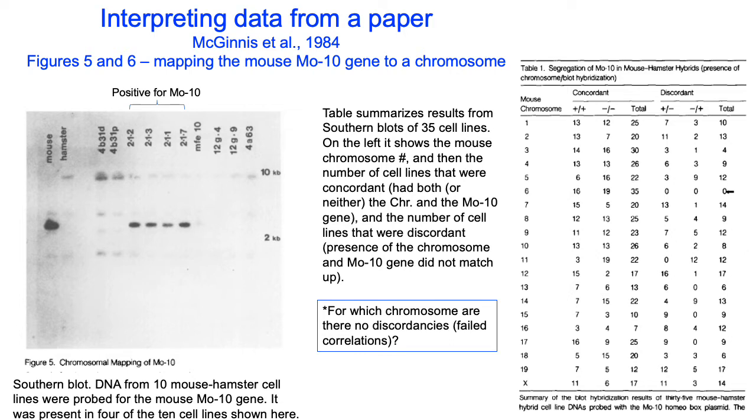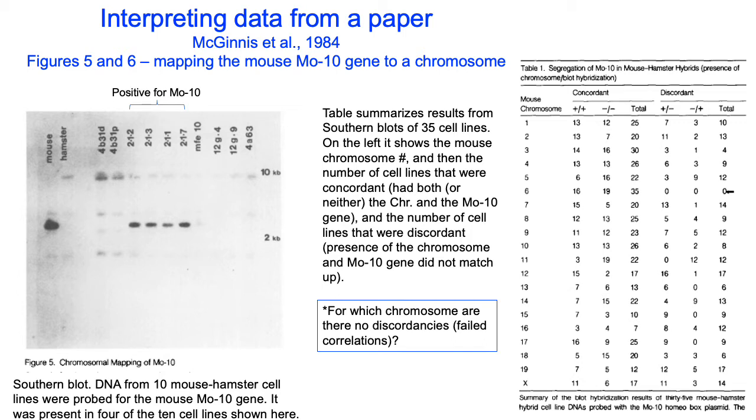So we have mouse DNA where we see a strong band and hamster DNA where we do not. Okay. So we have a positive control and a negative control on the left of this blot, and then we look at those 10 cell lines, and we see bands in 4 of the 10 cell lines that I've put a bracket at the top that are positive for the presence of mouse 10. Okay, so that's just how you actually figure out if your gene of interest is present or not. That's one way you can do it, is by doing a Southern blot, and then you know whether or not that gene is present in those cell lines.